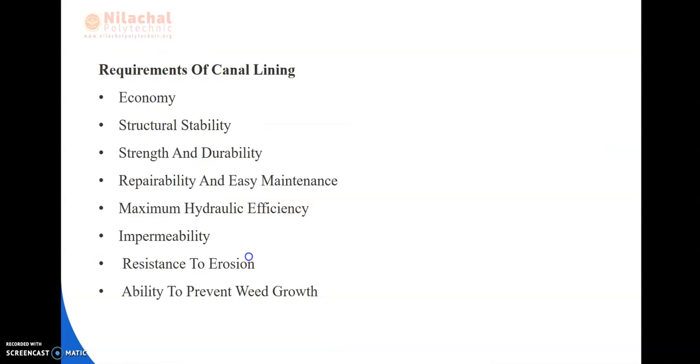Next we will be reading about the requirements of the canal lining. First is economy, structural stability, strength and durability, repairability and easy maintenance, maximum hydraulic efficiency, impermeability, resistance to erosion, and ability to prevent weed growth. These are the requirements of canal lining.